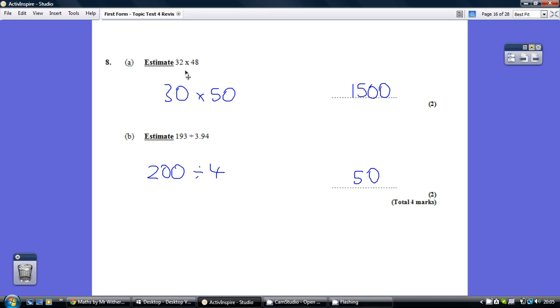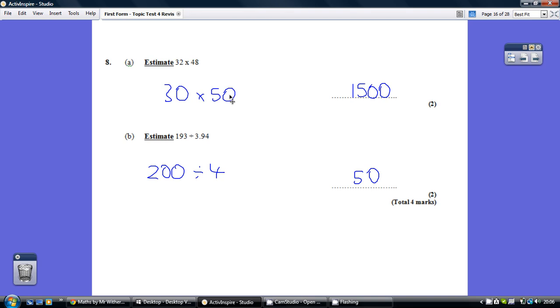So, you start off by writing down the numbers involved in the calculation to one significant figure. So both of these are only allowed one digit, which is not a zero. So 32 is 30 to one significant figure. 48 rounds up to 50 to one significant figure. So you must show that working to get the marks. And then you just work this out properly.